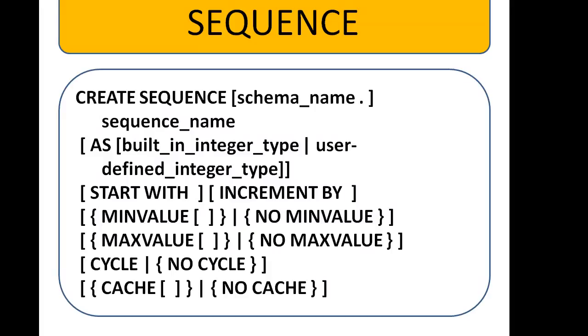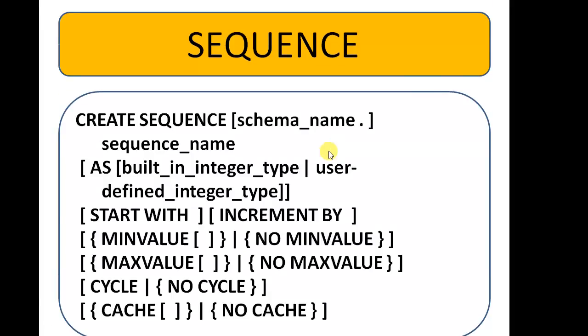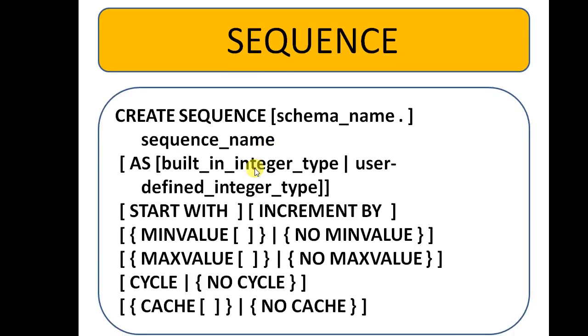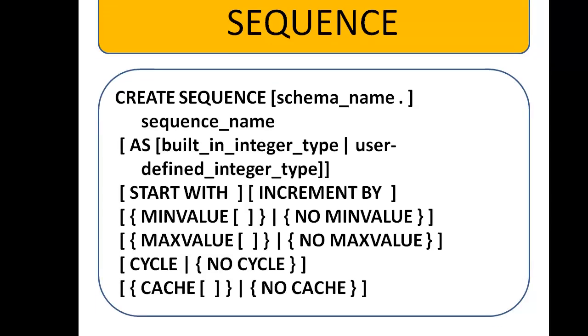So these are the syntaxes to create a sequence. The name, and the data type is integer only. Integer-based data types we can use here: float, decimal, and we can use a user-defined integer type. We have to mention the start with, the increment by, the minimum value, maximum value, and cycle. Cycle means if the maximum value is reached at the sequence level, it will restart. So we should mention cycle or no cycle.